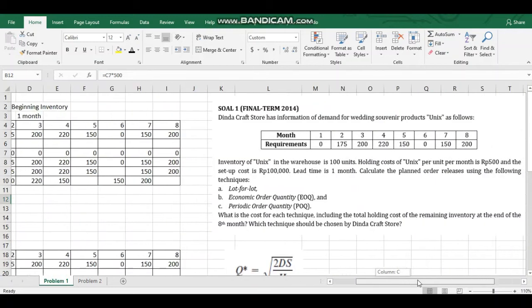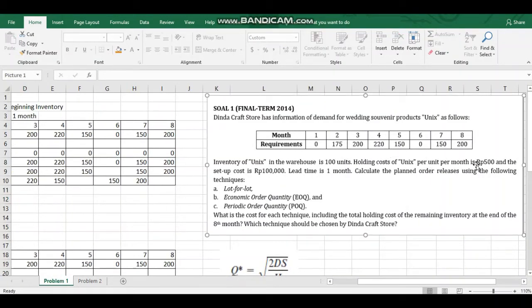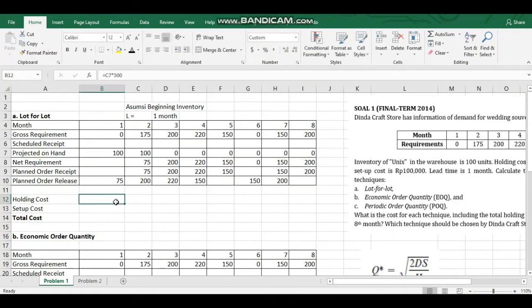Okay, so don't forget that the holding cost per unit per month is 500 rupiah. So it's 100 times 500. And then for the setup cost, we have to calculate the setup cost as well. So basically, if we want to calculate the setup cost, we have to look at our planned order release. So here we have 1, 2, 3, 4, 5, 6 times, right?